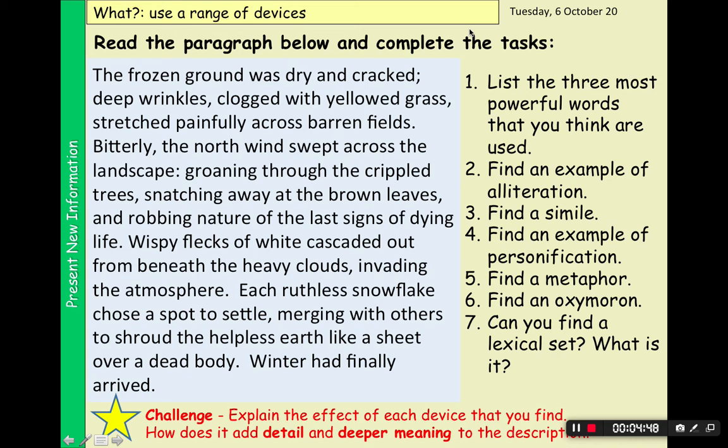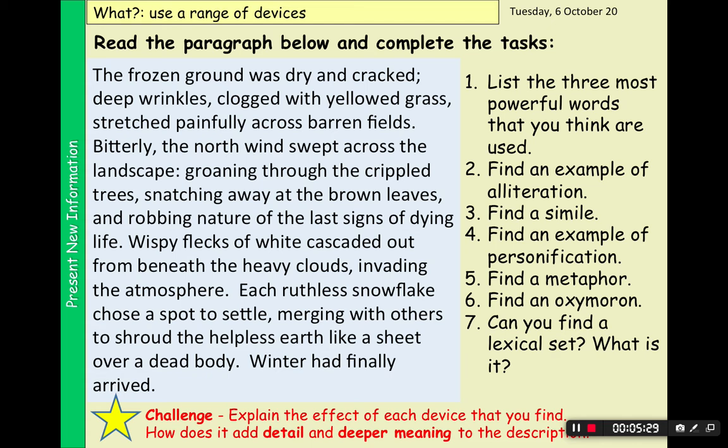Okay, so we're just going to go through some of the devices that you may have found in the paragraph. So three powerful words that I picked out, there are lots of them here, are snatching, I also really liked cascaded, and then another one was shroud. So they're all different types of words, but I thought they were quite effective because they created a more detailed image in my mind of exactly what this landscape was like, and gave a deeper meaning, a very dark meaning, rather than just, this is a winter scene, let's just describe the obvious things about it.